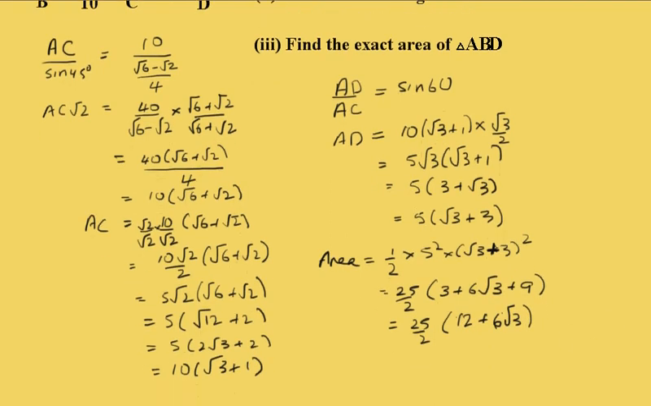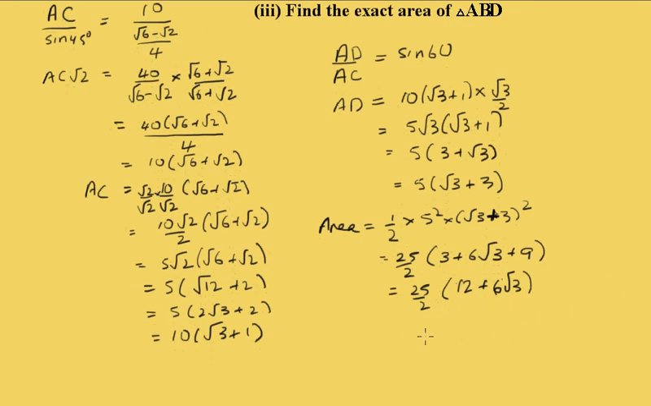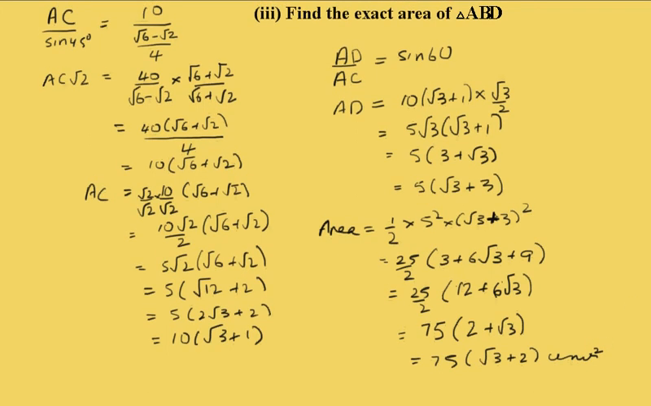Now, we take out the 6 as a common factor. And 2 into 6 is 3. And 3 times 25 is 75. Remember, I took 6 out, so it'll be 2 plus root 3. Or if you want to reverse it, 75 outside of root 3 plus 2 units squared. There we go.